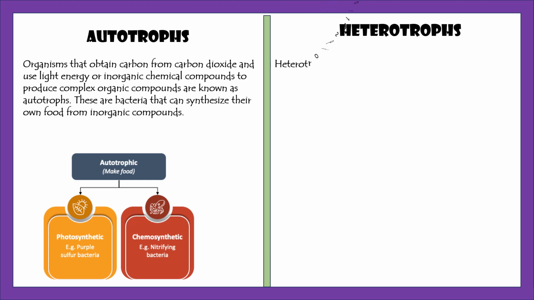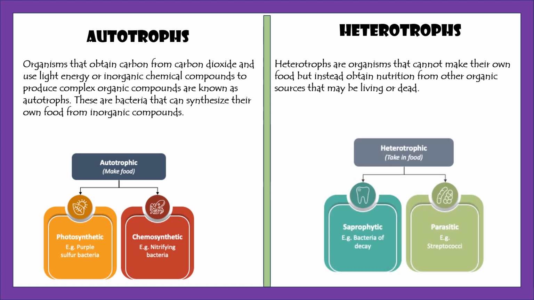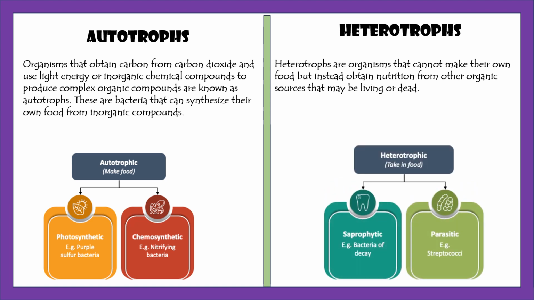Move to the heterotrophs. Heterotrophs are organisms that cannot make their own food but instead obtain nutrition from another organism or source that may be living or dead. The examples are saprophytes, which is a bacteria of decay, and parasites, such as streptococcus.